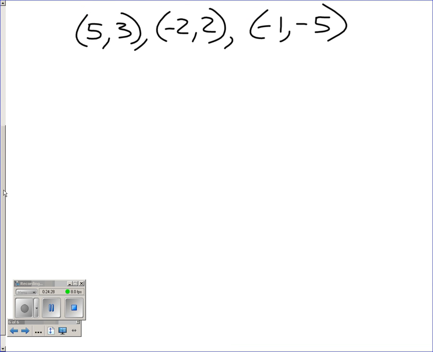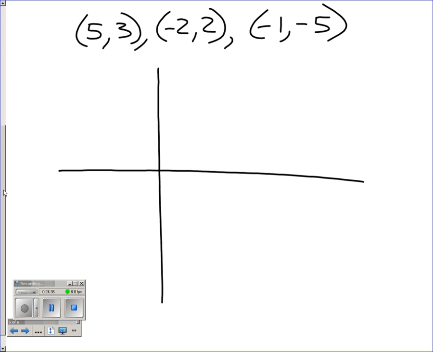All right. Now, for me, I want to look at where these points are on the graph, because there's something that I remember about circles and points on the circle. Well, let's see, 5, 3: 1, 2, 3, 4, 5, up 3. Here is a point that is on the circle. There's 5, 3.